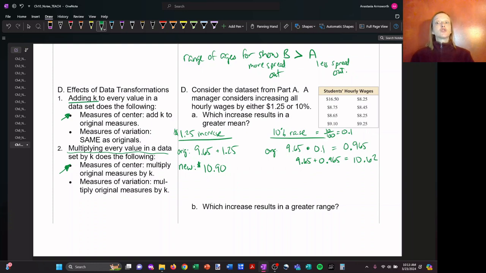Now, there's a shorter method for doing this so that it's not a two-step process. Instead, I can take that original $9.65, and instead of multiplying by just 0.1 to represent that 10% raise, I multiply by 1.1. I want all of the original $9.65. I want 100% of that original $9.65. And then in addition, I want that extra 10%. And so by doing it this way, you get the $10.62 in one step instead of two steps.